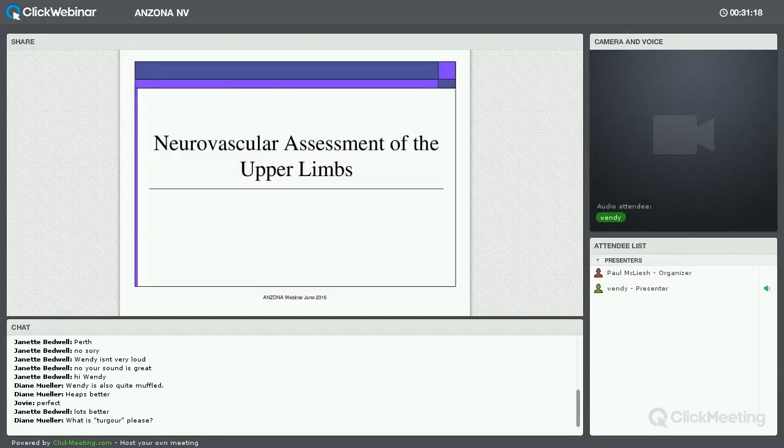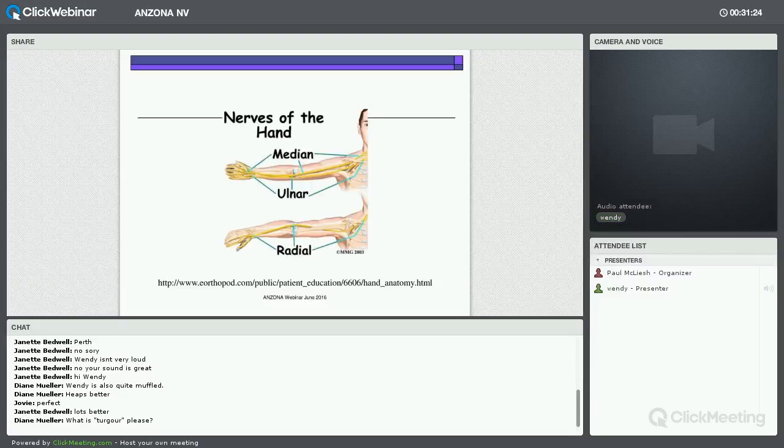Right. Also, we'll have a little look at the neurovascular assessment of the upper limbs. There are three main nerves that supply the hand, and they are the three main nerves we're looking to test. First of all, the radial nerve. We also have the median nerve and the ulnar nerve, and we'll go through these one by one.